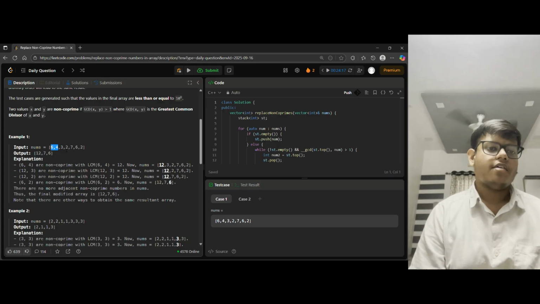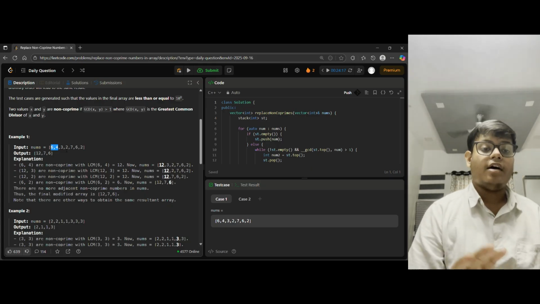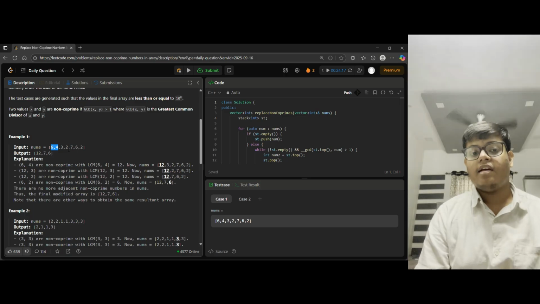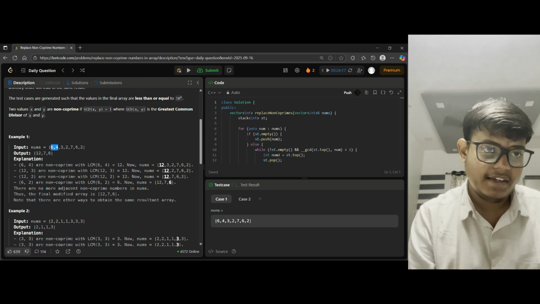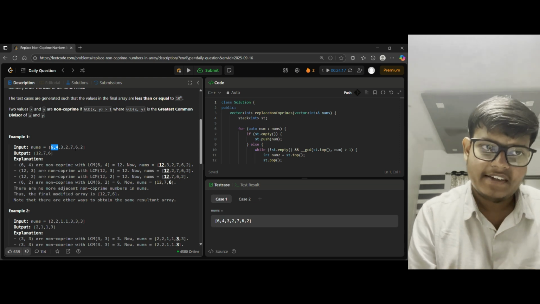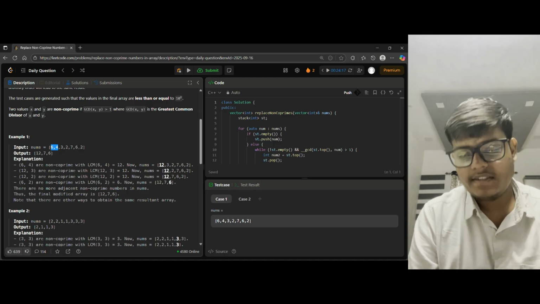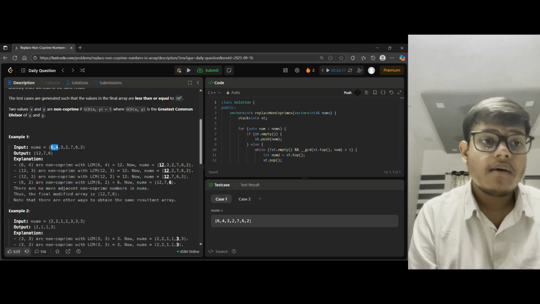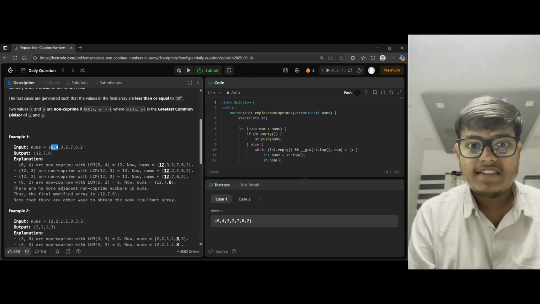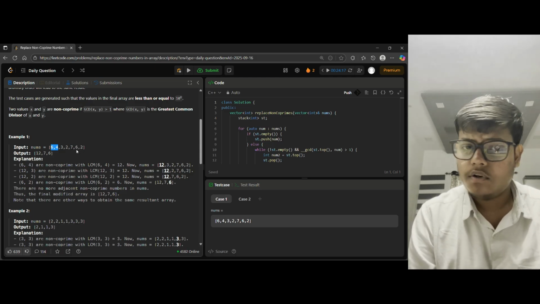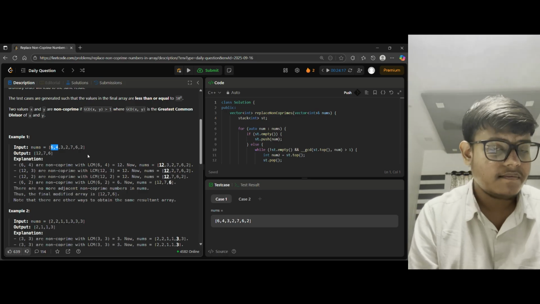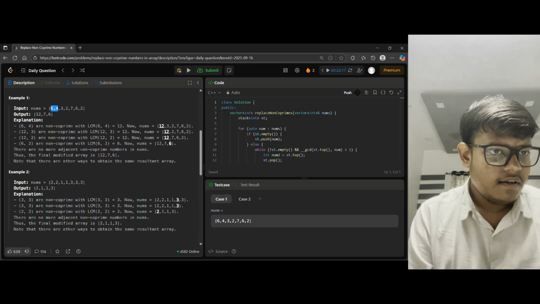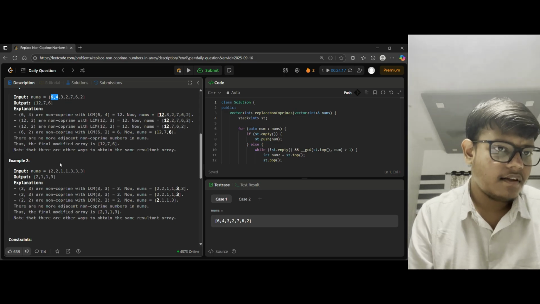So now we go to 12 and 7. Are they coprime? Yes. Since they are coprime, we don't do anything. We move to the next. Now we check 7 and 6. Are they coprime? Yes, move ahead. Now we check 6 and 2. Are they coprime? No, they are not coprime. So we simply replace them by their LCM, which is 6, right?